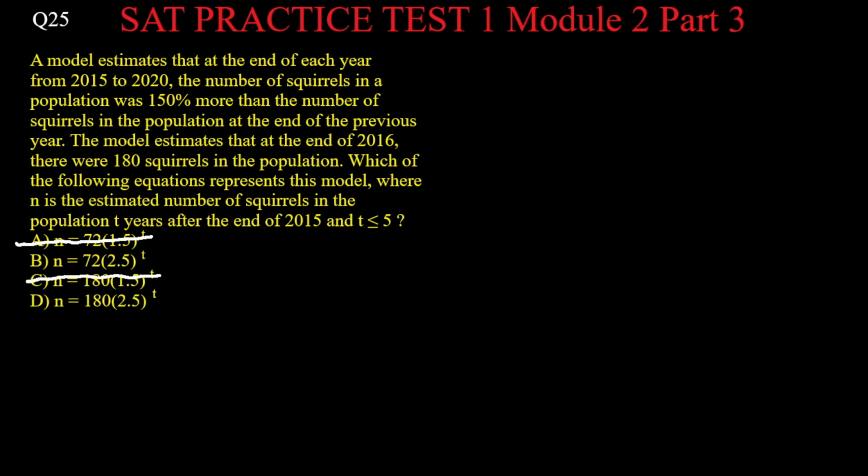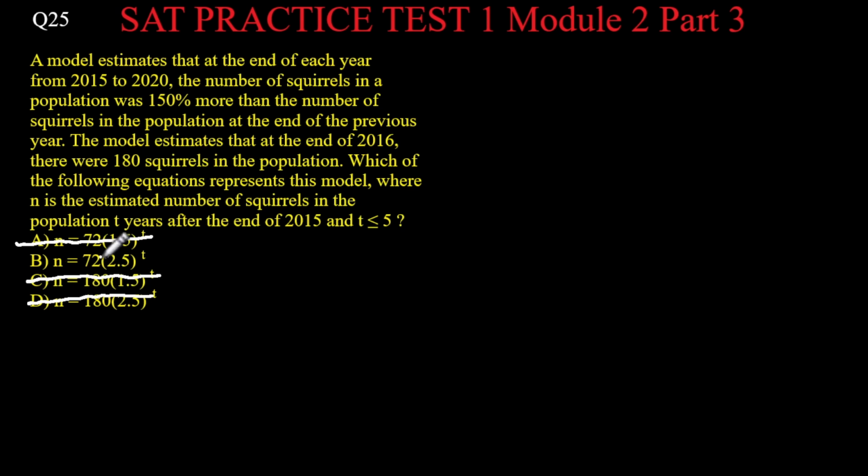Now looking at the remaining two choices, since it tells me that after 1 year I have 180 squirrels, I can't start with 180 and then multiply it by something which is bigger than 1, because then the number of squirrels would be greater than 180. So this can't be true either.